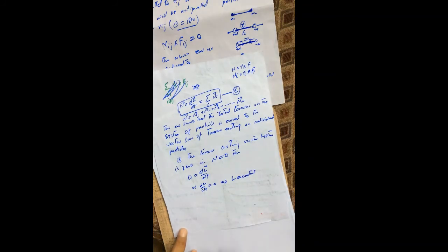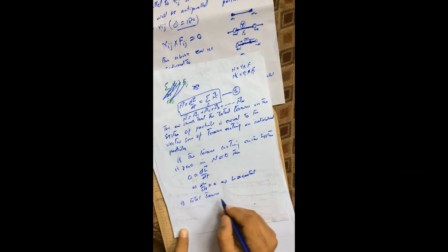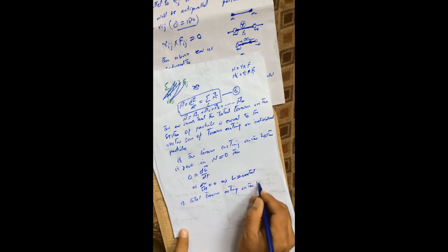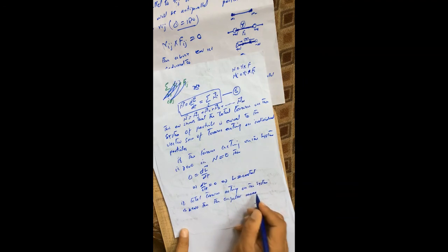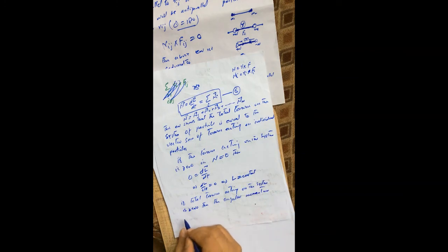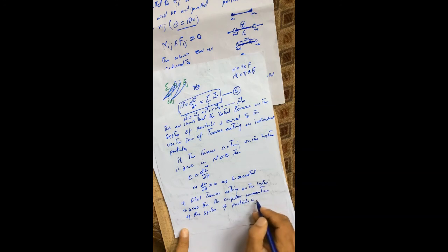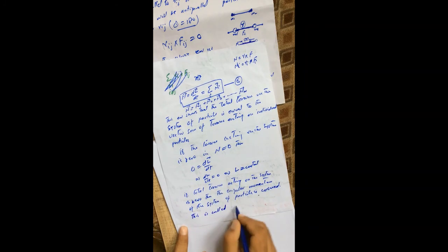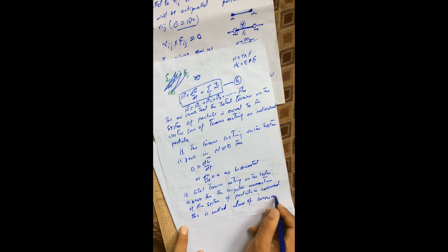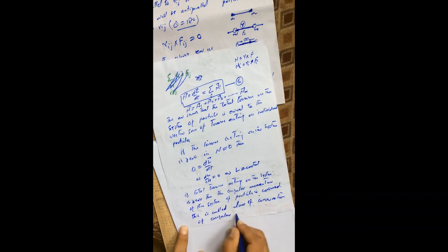So what does it mean? It means that if the total torque acting on the system is 0, then the angular momentum of the system of particles is conserved, and this is called the law of conservation of angular momentum.